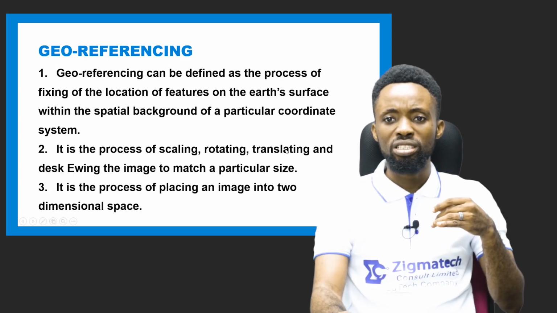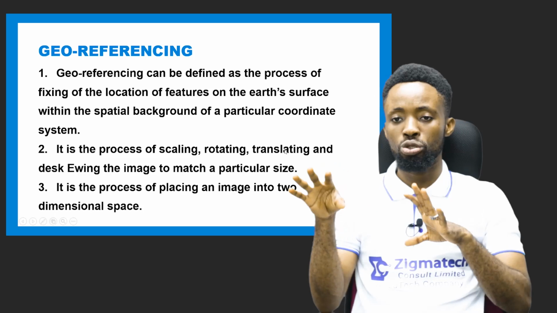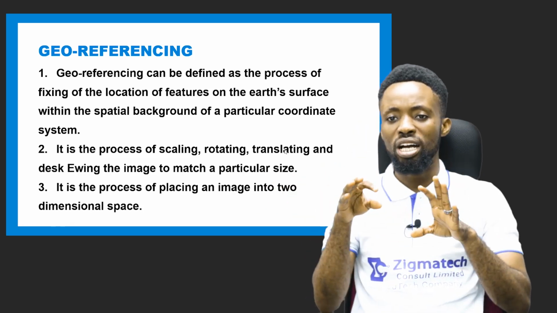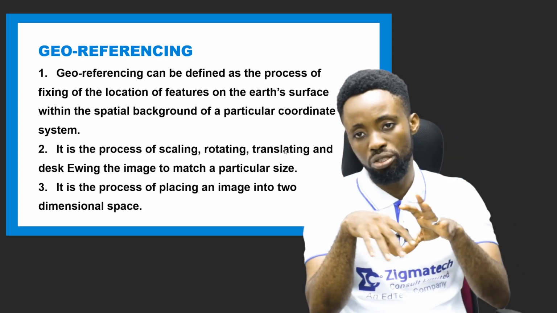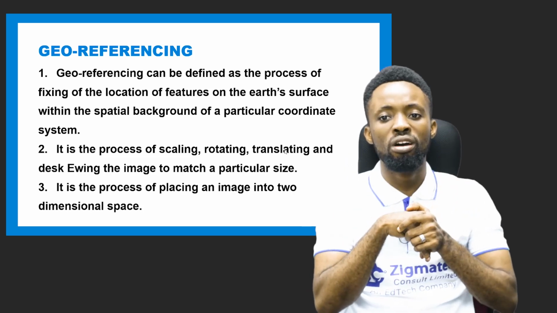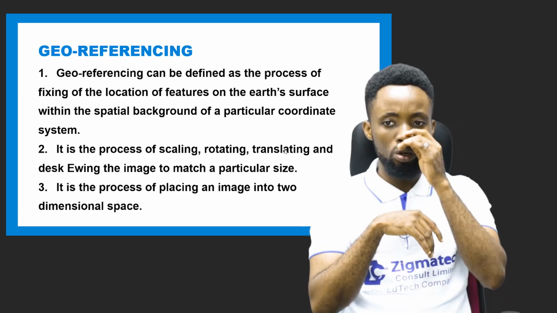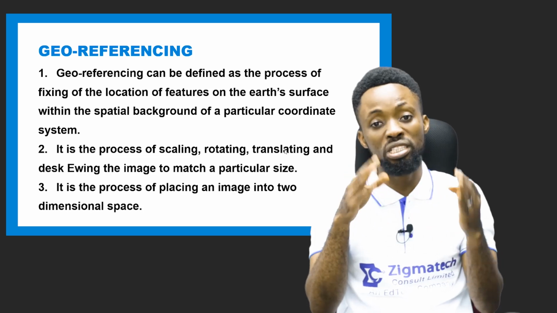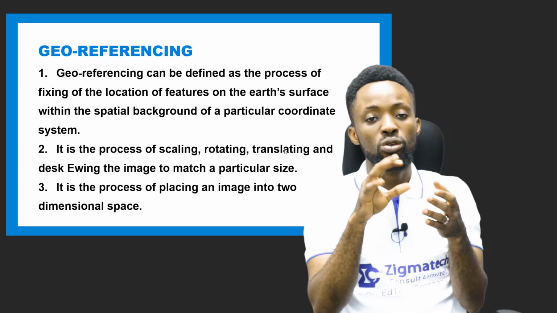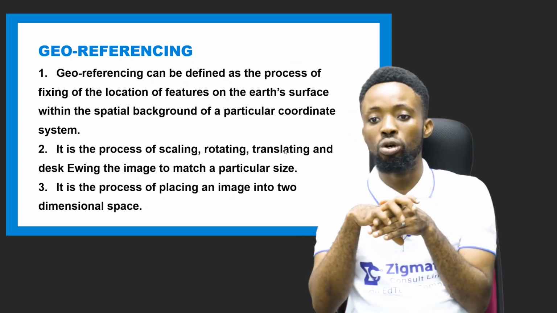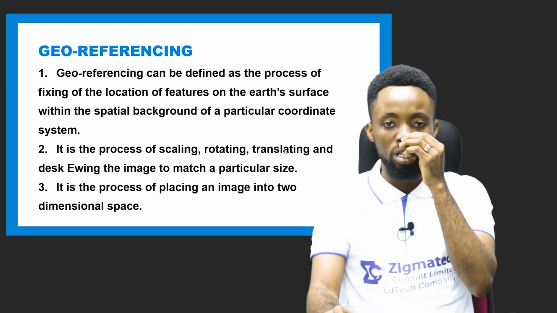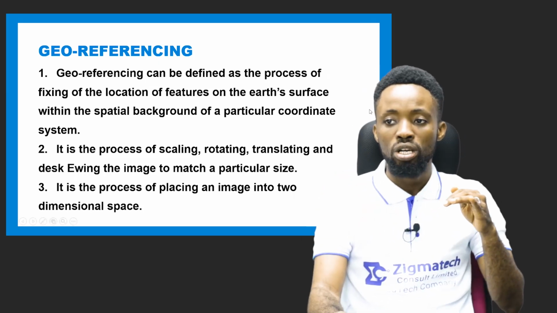Now, let's look at the term georeferencing. Georeferencing can be seen as the process of fixing locations or features on the Earth's surface within a spatial background of a particular coordinate system. Also, you can see it as the process of scaling, rotating, translating, and skewing the image to match a particular size. Or you can as well call georeferencing the process of placing an image into a two-dimensional space.